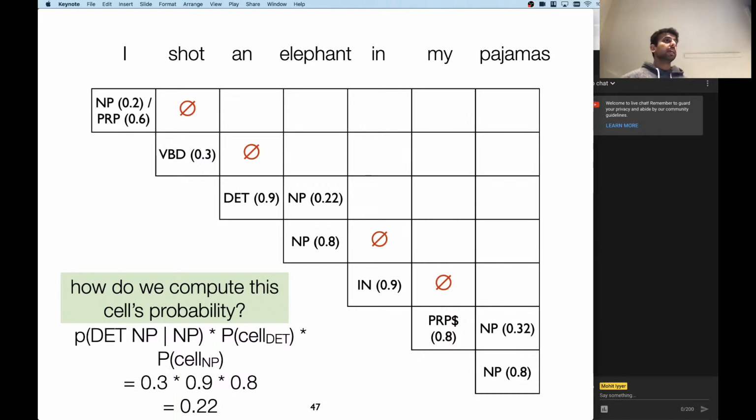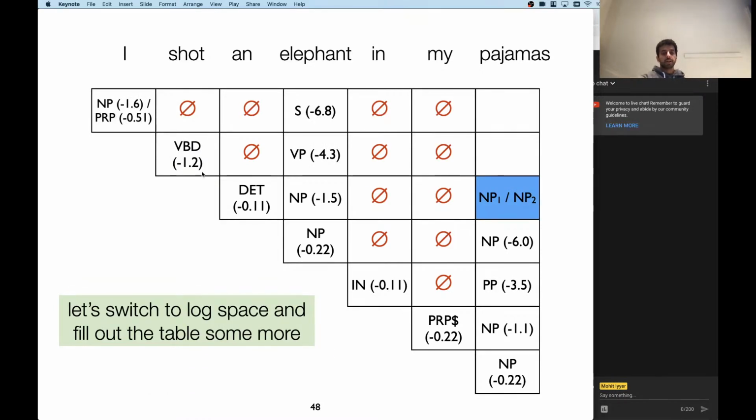So we will probably want to work in the log space, given that we could be multiplying a lot of small numbers together. So I can continue to fill out this table. I've switched to log space and am filling it out the same way that we went over the first time, except I'm also keeping track of these products of probabilities, or sums of log probabilities.